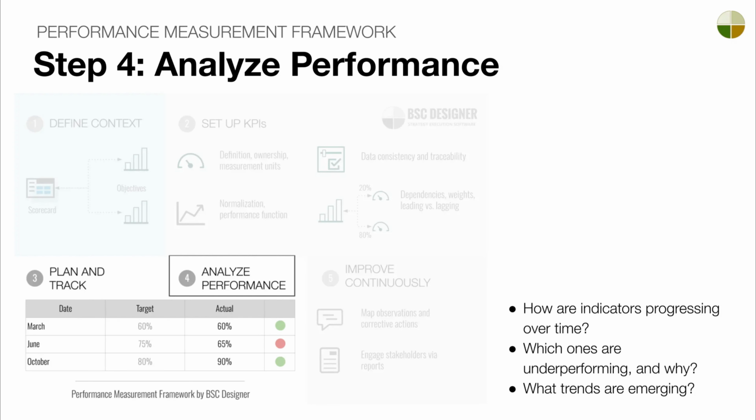Step 4, analyze performance. With performance data available, you can begin asking questions such as, how are indicators progressing over time? Which ones are underperforming? What trends are emerging? To answer these questions, your performance measurement framework should include dashboards for key metrics, strategy maps to add context, AI-powered analysis to detect anomalies and correlations.